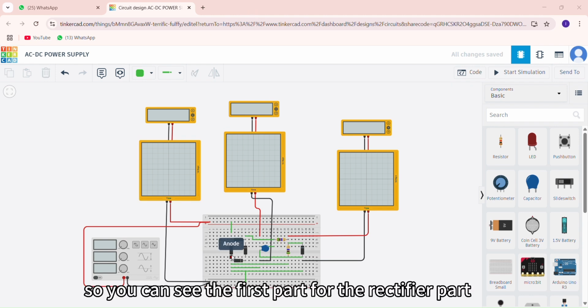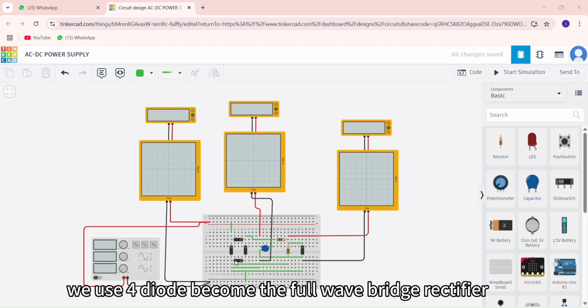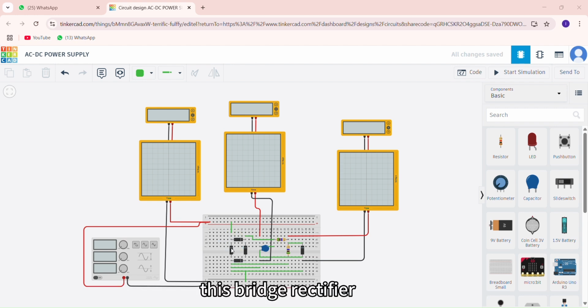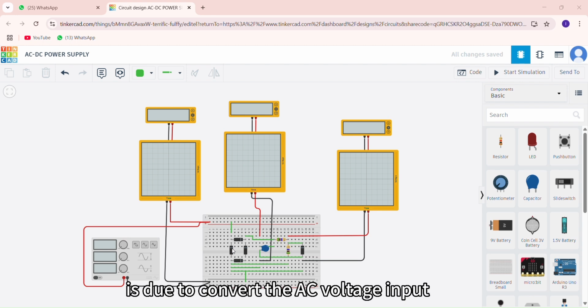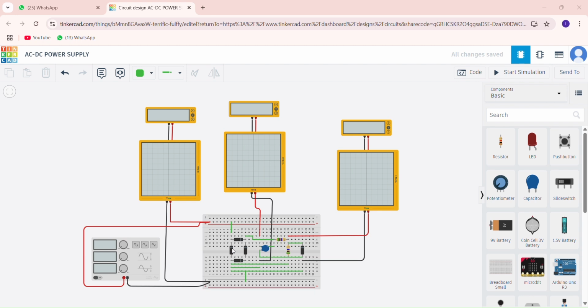For the rectifier part, we use 4 diodes as the full wave bridge rectifier. This bridge rectifier is used to convert the AC voltage input to pulsating DC voltage.